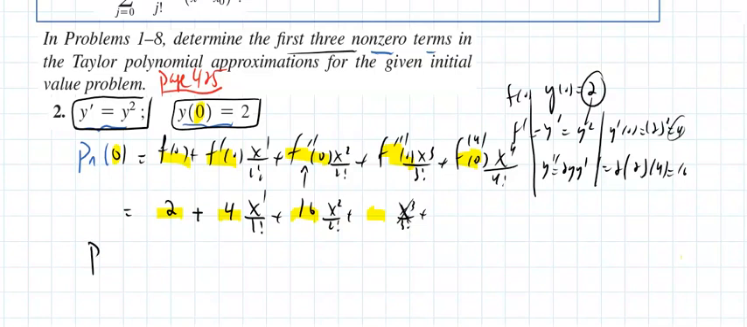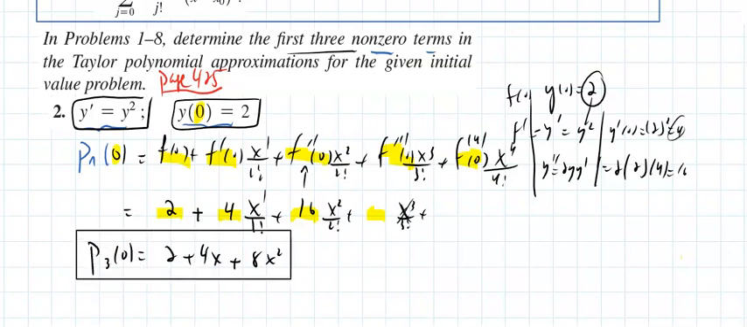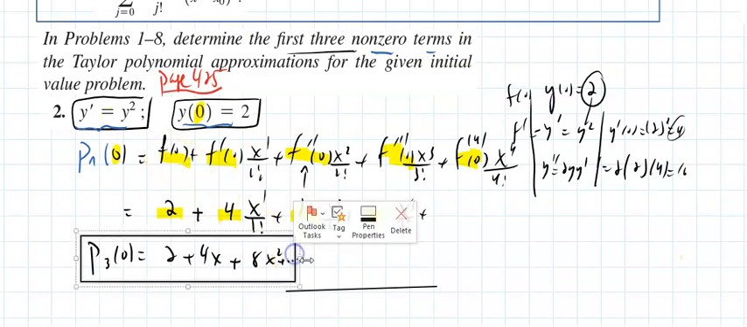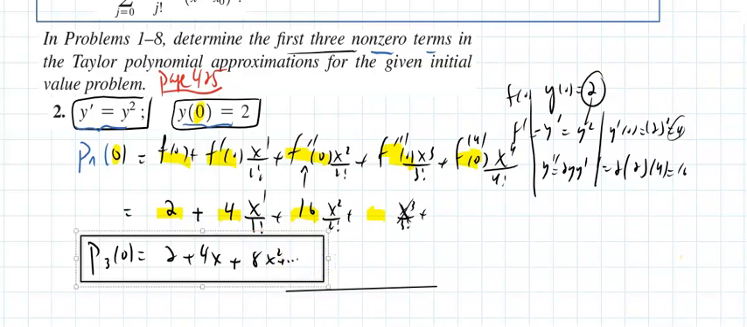I would say the P sub 3 is 2 plus 4x plus 8x squared. And that's pretty much all I need. This is a third degree approximation of this differential equation. And that's pretty much all there is. Of course, the list goes on, but we're only interested in the first 3 non-zero terms. This is infinite. You could go up as high as you like, right?